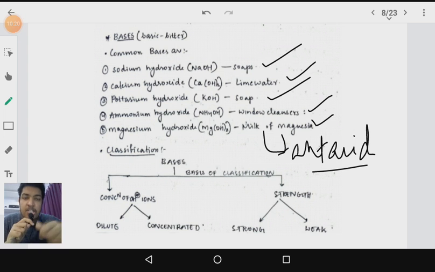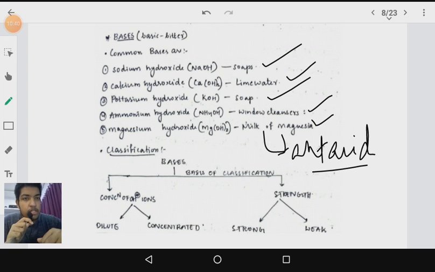Sodium hydroxide, the formula is NaOH. Calcium hydroxide, calcium is having a valency of +2, so the formula is Ca(OH)2. Potassium hydroxide, potassium is having a charge of +1, so it is KOH. Ammonium hydroxide is NH4OH, and magnesium hydroxide, you can see Mg(OH)2.